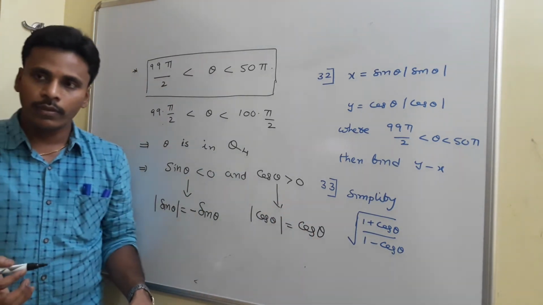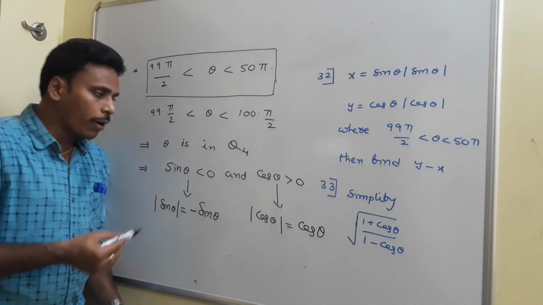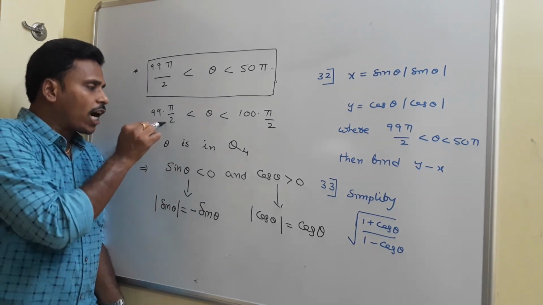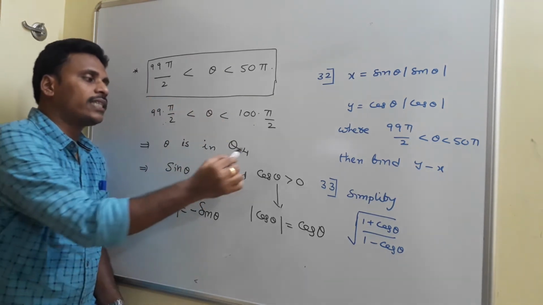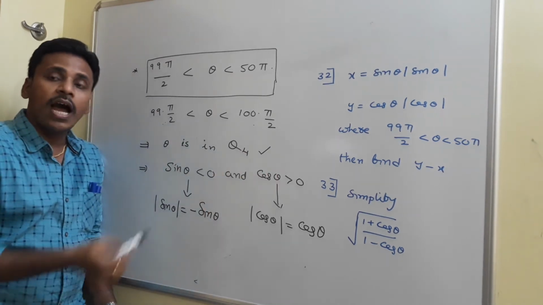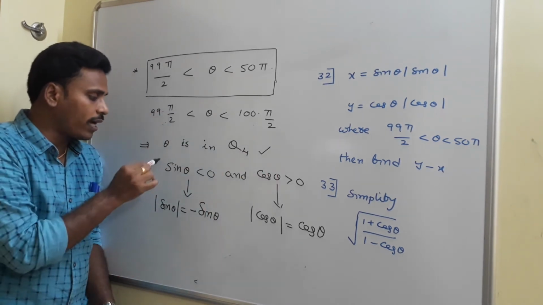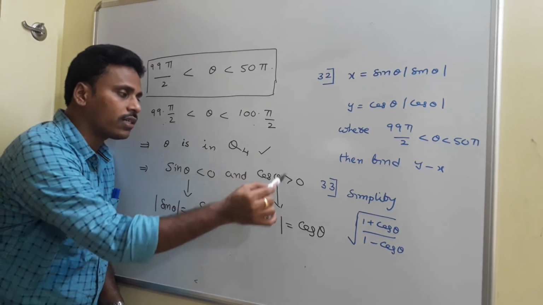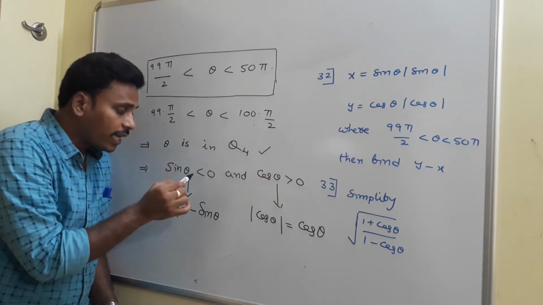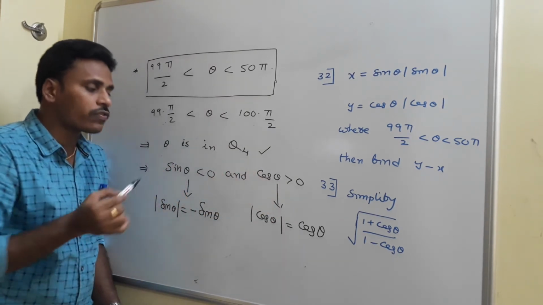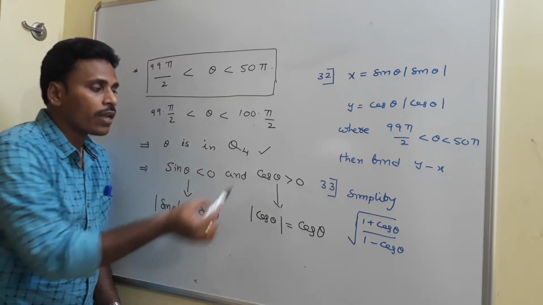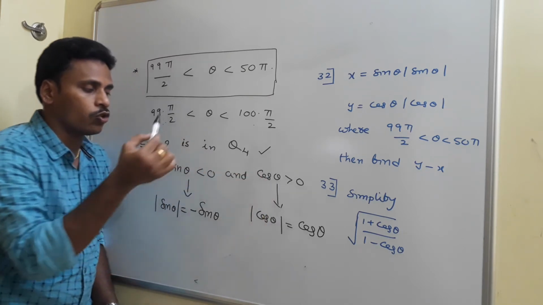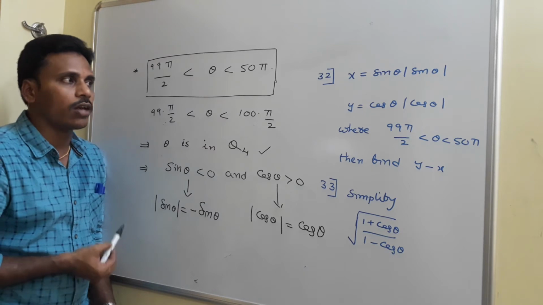Is it clear? Once again, I am repeating for you. According to the given range of theta, theta is in the fourth quadrant, and since theta is in the fourth quadrant, sin theta is negative, cos theta is positive. Since sin theta is negative, modulus of sin theta is minus sin theta, and since cos theta is positive, modulus of cos theta is cos theta.